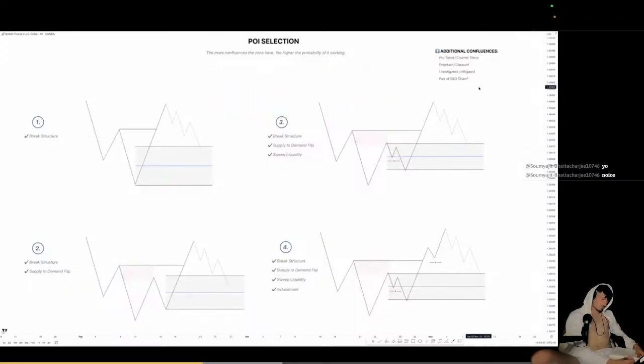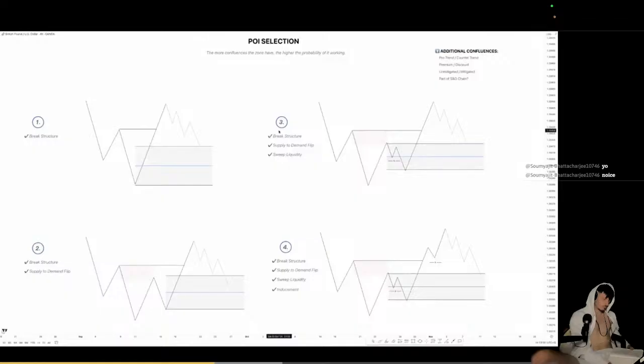And then whether it is part of an S&D chain, right, a supply and demand chain. Remember earlier we talked about how if price is doing this, price goes up, creates a demand right there, and then after it breaks structure, it pulls back down to this demand, and then reacts from it, causing another break of structure, creating another demand zone. You can see it's a very nice supply and demand chain just like this, right? In that case, we can expect the demand zone to continue working, to continue holding, right? So this is your chain.